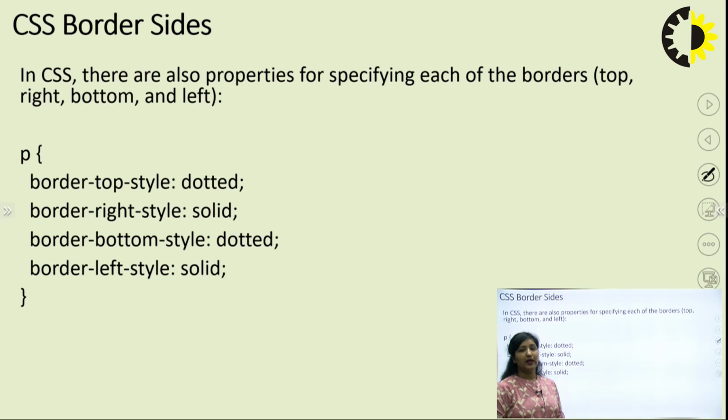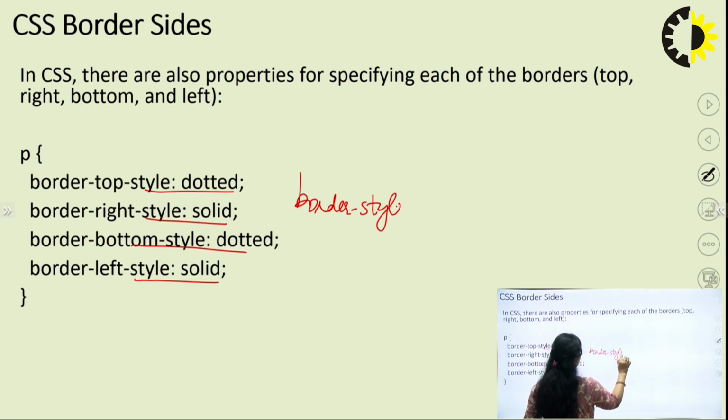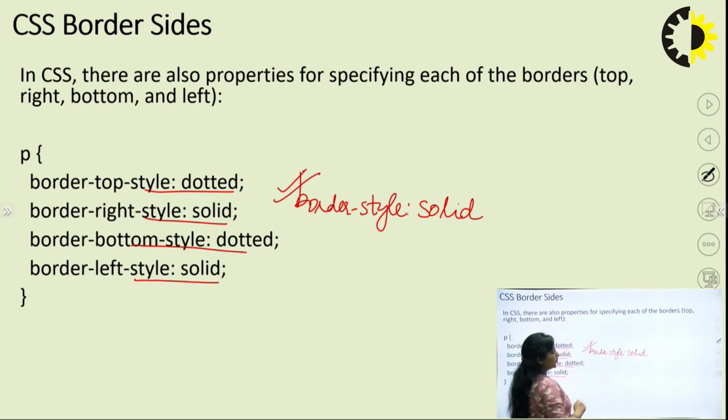Again, we can have the sides of the border be different as well, like top style, left style, bottom style and right style. Till now what we were doing, we were just writing border hyphen style, suppose solid. In this particular attribute, we were making top, left, bottom and right all the same, to be solid.